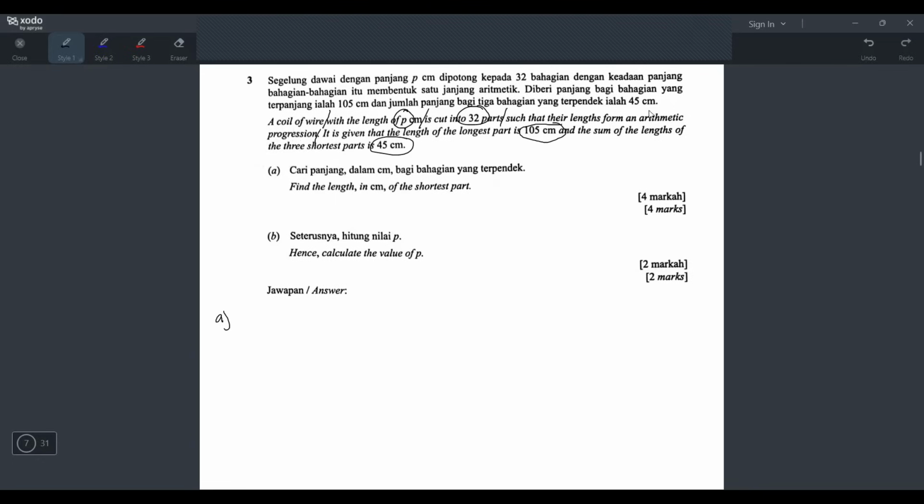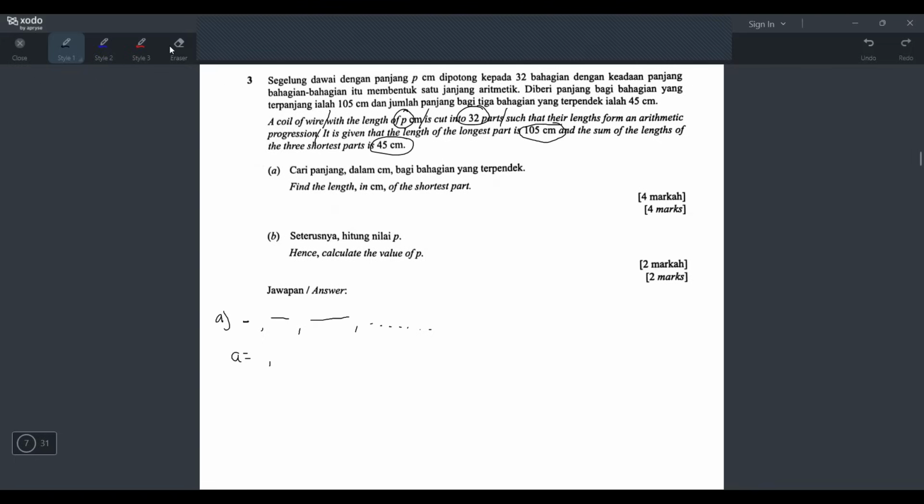Okay, we already know they form an arithmetic progression. So let's make the shortest wire the first length. Actually, we can also make the longest wire the first length, the longest one to be T1, that's possible. But I make the shortest one T1, then a slightly longer one is T2, then longer, and so on, and eventually you will reach the longest one. So I can write A, which is my first term.